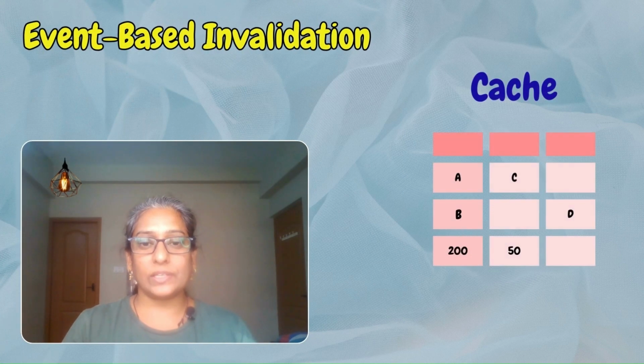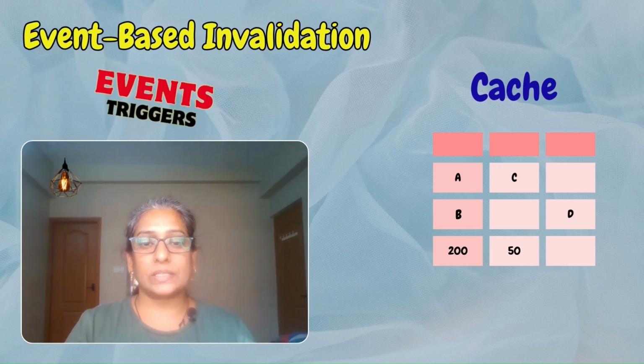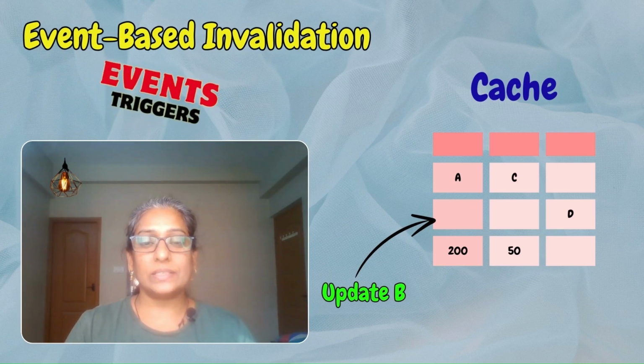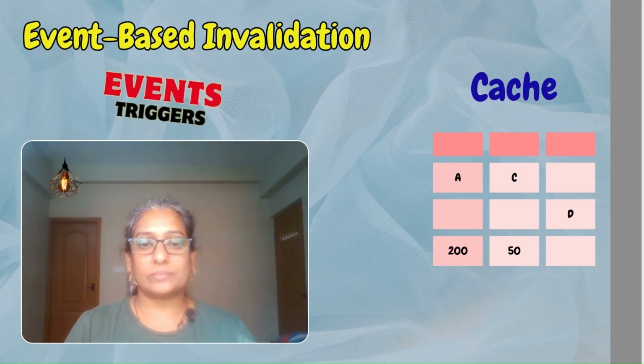In event-based invalidation, the cached entries are invalidated based on specific events or triggers, such as data updates or deletions. Let's discuss some commonly used event-based invalidation methods. The purge method removes the cached content for a specific object, URL, or a set of URLs.